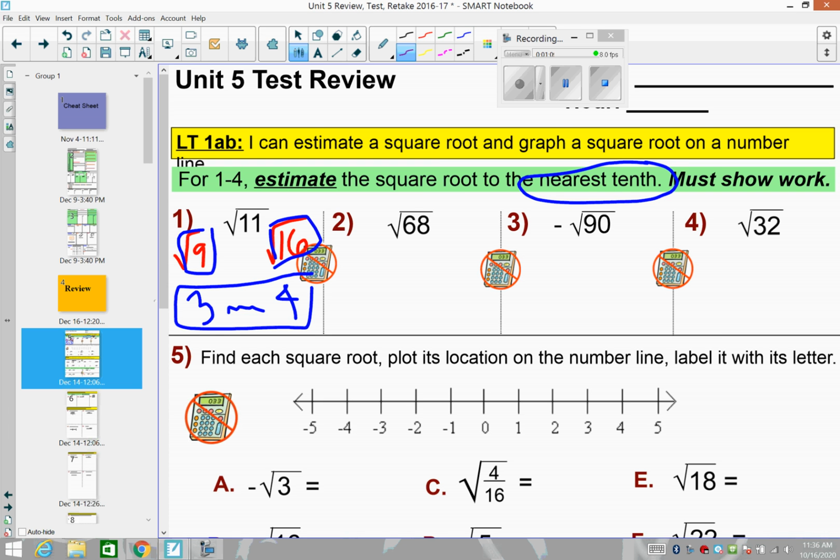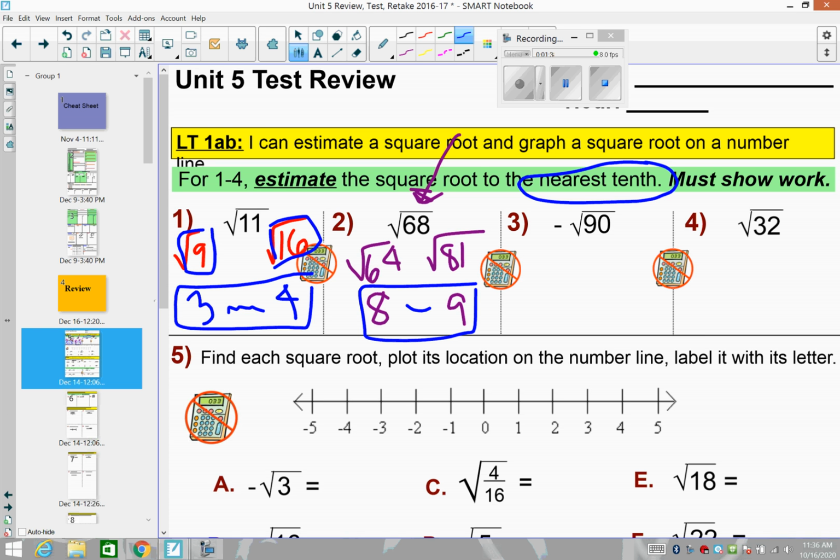Question 2, same game. Square root of 68 is actually not a perfect square. It's an irrational number. So it's between the square root of 64, which is a perfect square 8, and the next square root would be the square root of 81, which is a perfect square 9. So the square root of 68 lives somewhere between 8 and 9, the integer of 8 and the integer of 9, so it's 8 point something. Again, you do not have to round to the nearest tenth as stated.